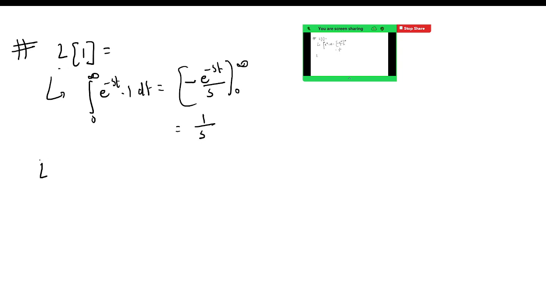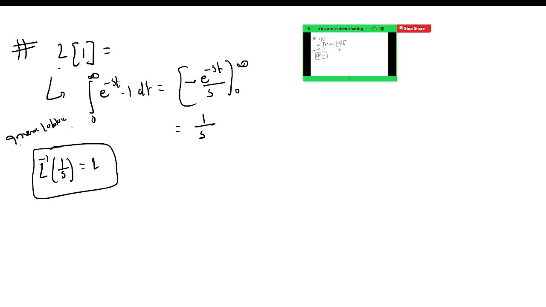So if I tell you Laplace inverse of 1 by s, this will be equal to 1. So this is called the inverse Laplace. Laplace inverse of 1 by s will be 1.